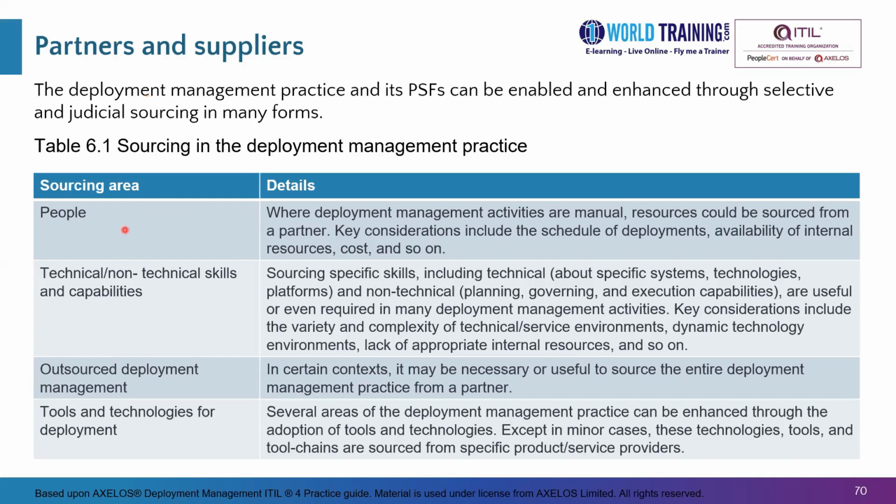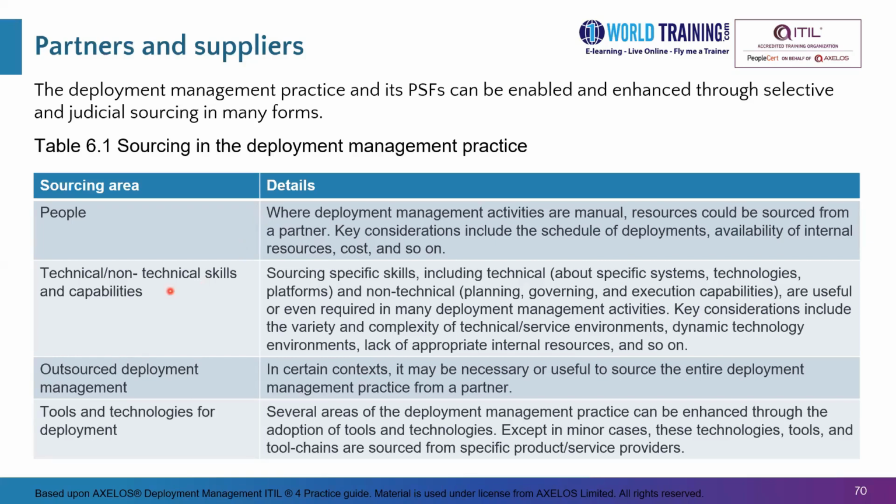And again, we have to look at 4 different sourcing areas from the 4 different dimensions. So if you look at the people area, where the deployment management activities are manual, then resources could be sourced from the partner. And when doing this, it is important to consider the schedule of deployments, the availability of internal resources, meaning they would not be so much available, the cost of the external resources, and so on.